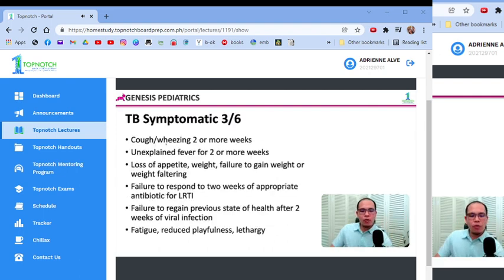Okay? And mind you, before you say that your patient has signs and symptoms suggestive of TB, you have to fulfill 3 out of 6. Okay? Ang daming kailangan memorize. Cough for more than 2 weeks, unexplained fever for more than 2 weeks, common in children, especially young children, loss of appetite, weight faltering, failure to gain weight.